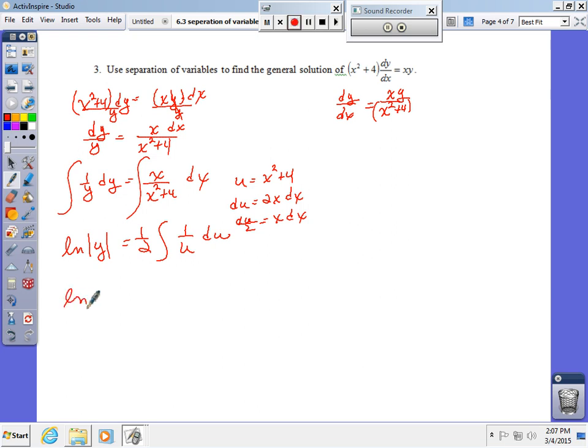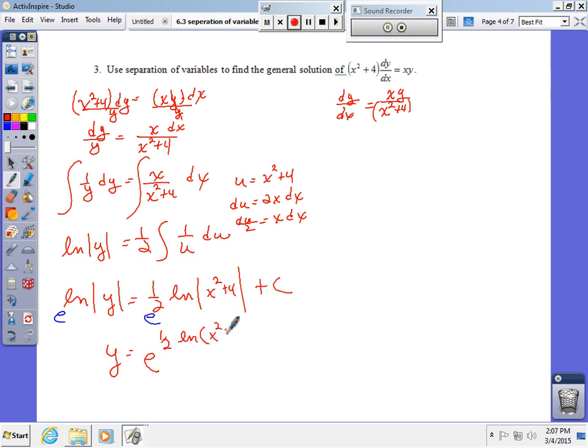All right, so now I have ln absolute value of y equals 1/2 ln absolute value of u, which is x squared plus 4. Now that's always going to be positive, so we could lose this absolute value. And then a plus c. And now I'm going to exponentiate both sides. And again, the absolute value of y is going to disappear. In this case, I showed y in that first example. So now we're going to get y is equal to e raised to the 1/2 ln, losing the absolute value because that's always going to be positive, and then plus c.